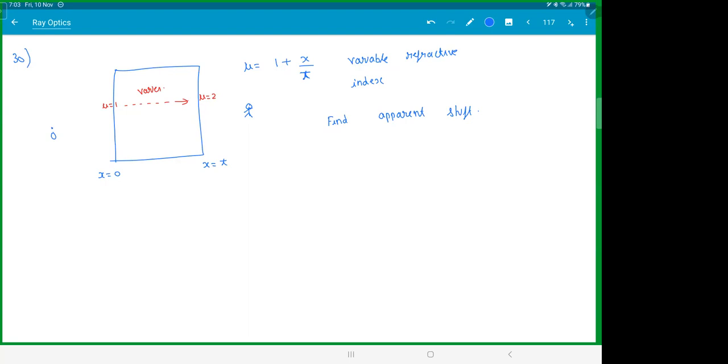It's the slab formula, t into 1 minus 1 by mu. But here you can't use that formula because it was derived for a constant mu. How much closer or how much farther will this observer think the object is? That's the apparent shift. So what to do? Take a thin slab, find the shift due to the thin slab, and then integrate. Try. I'll give you a minute more.